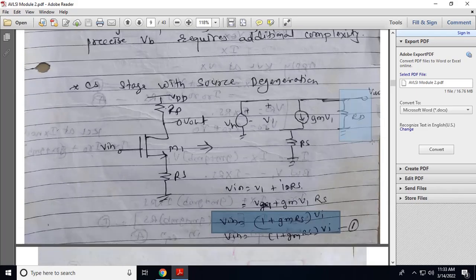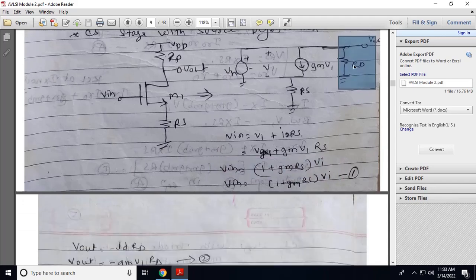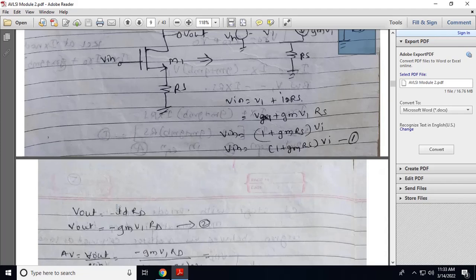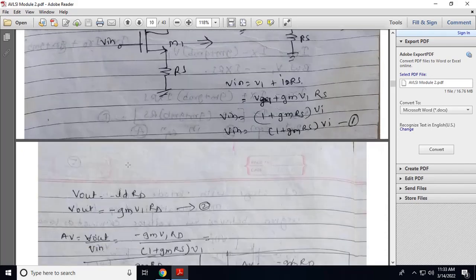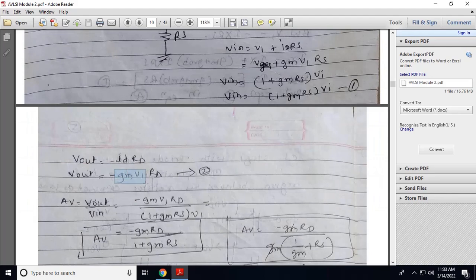Now output voltage is the voltage drop across RD. Vout is equal to ID into RD, so drain current multiplied by RD, with a minus sign because it is a common source amplifier. So ID is GM into V1, so we can put here ID is GM into V1. So Vout is equal to minus GM V1 RD. So this is equation number 2.